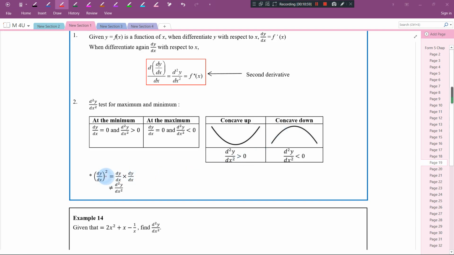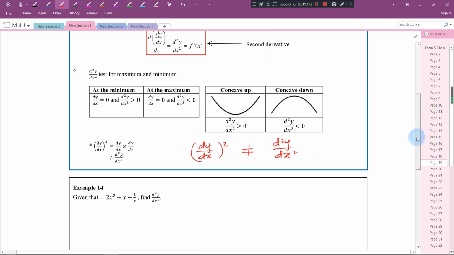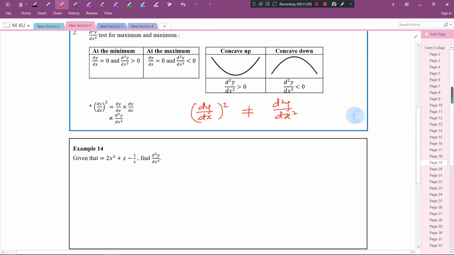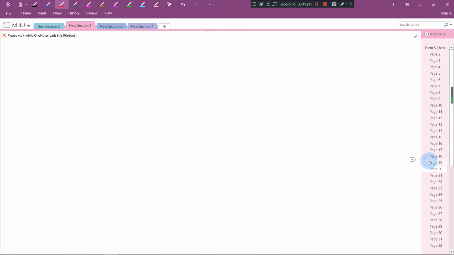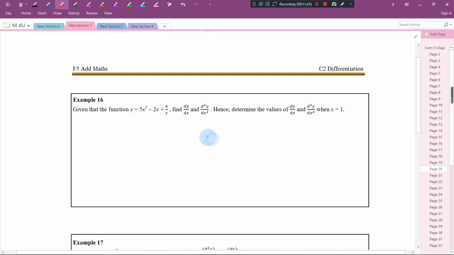Okay, don't misunderstand this. (dy/dx) squared is not equal to d2y/dx squared. They are not the same thing. Okay. Now let's try this example.